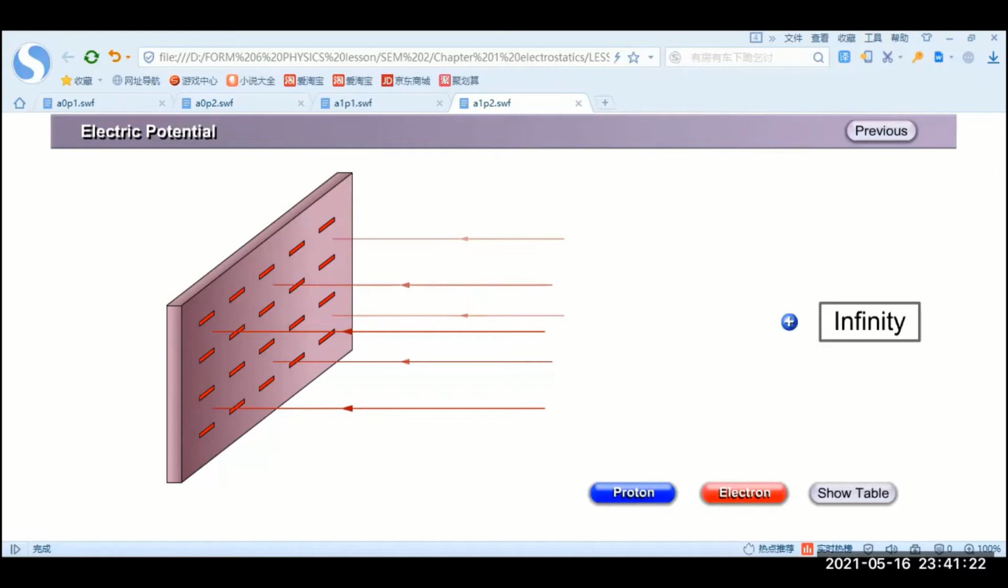What happens to a proton from infinity? The proton will move and go into the negative plate, attracted. How about the electron? Negative charge, sure, repelled. So that means it will go toward the point P, and after that it is repelled.